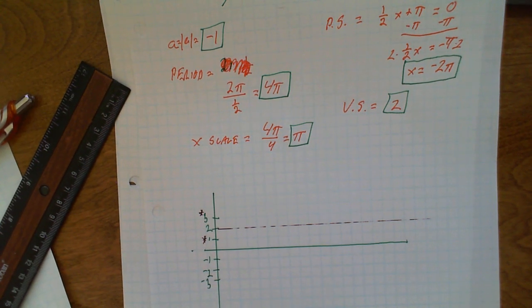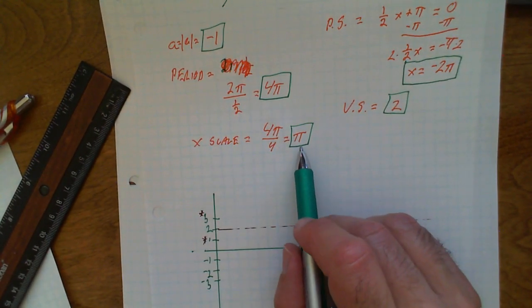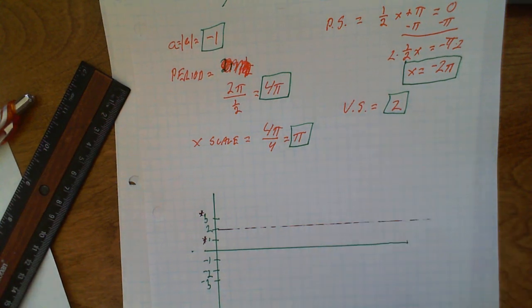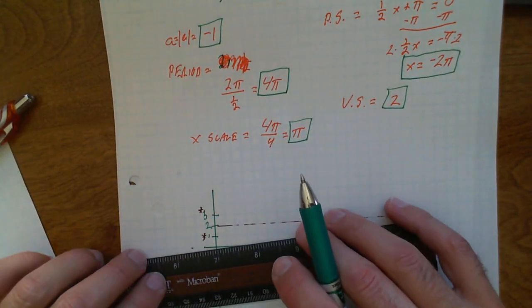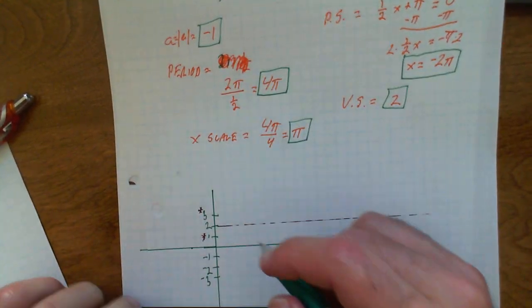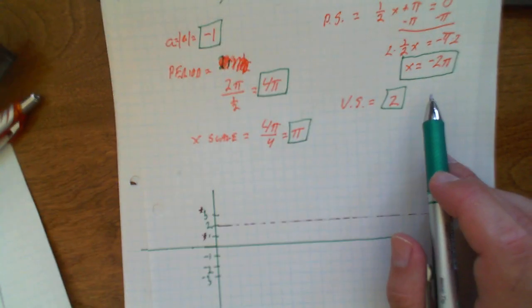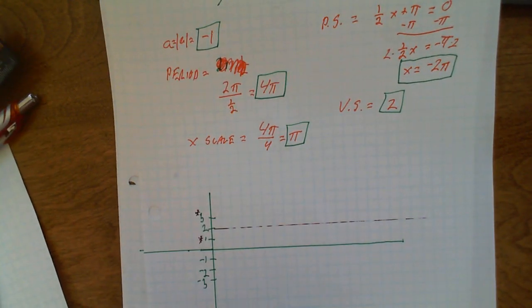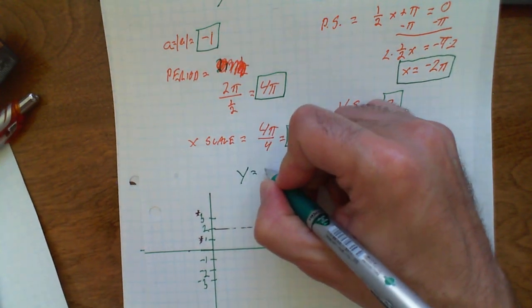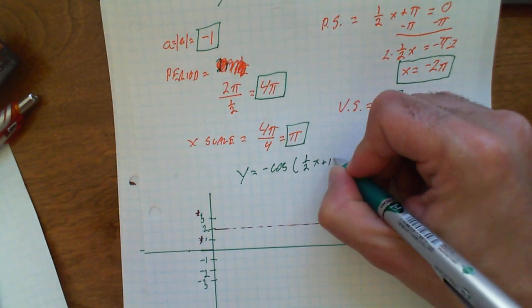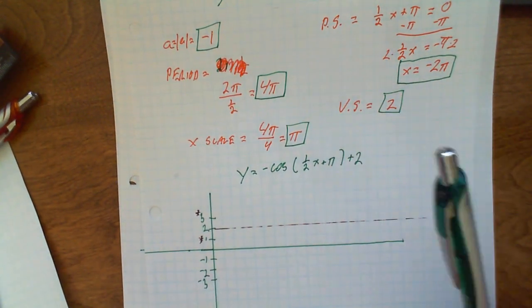Now, my scale is going to be pi. My phase shift is going to be -2 pi. So guess what I need to change here? I should have done this earlier. -2 pi. We're going to start back here, in the negative direction. That's where we're starting, at -2 pi. Let me write the equation here for you to see. Y equals negative cosine 1/2 x plus pi plus 2.